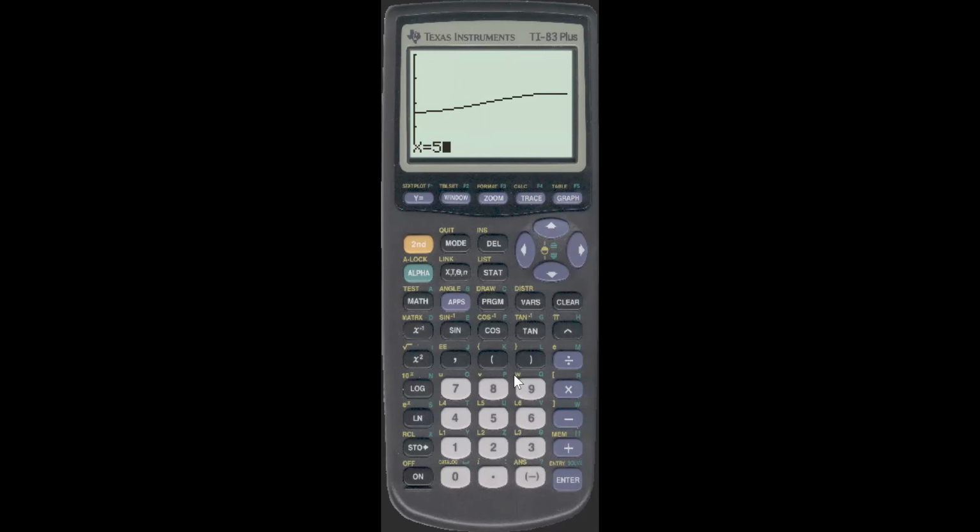Let me know when you get caught up here. When you put 5 in, then you hit enter. And then you should see right there, 20300. And that's what you're writing down for your answer. X equals 5.